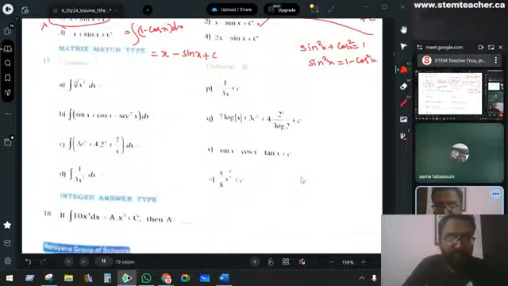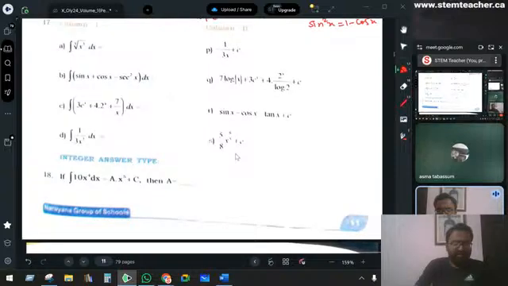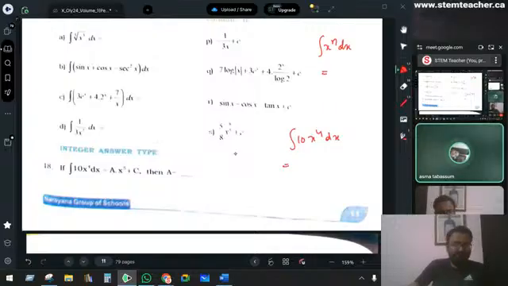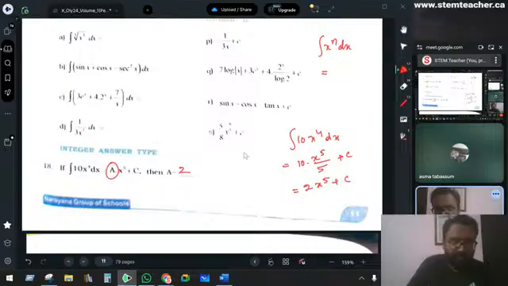The next is matrix matching. The screen is not clear for the question. We can do this matrix matching later. So can you do the integer number type? What is the integration of 10 into x power 4 into dx? What is the integration of x power n into dx? It is x power n plus 1 by n plus 1. So 10 into x power 5 by 5 plus c, which is 2 x power 5 plus c. So therefore a is equal to 2. This is the answer.